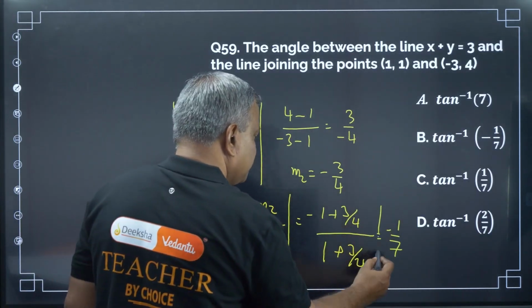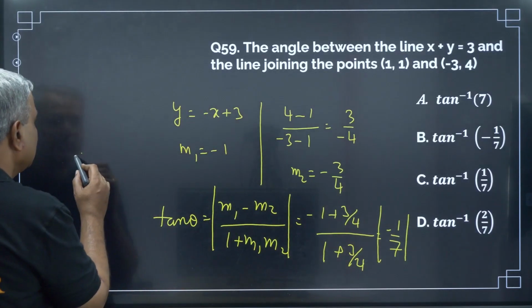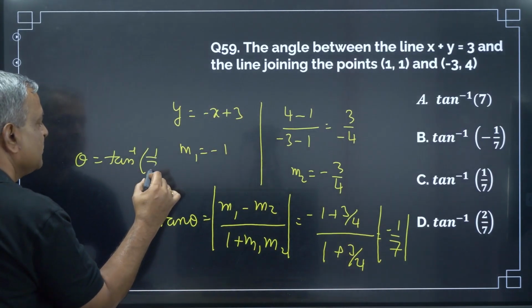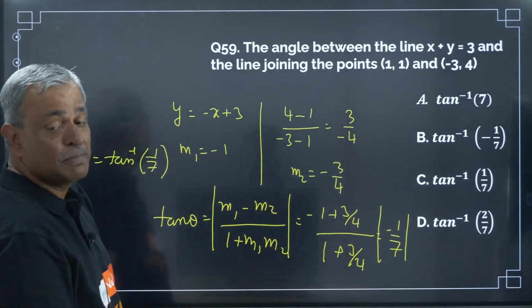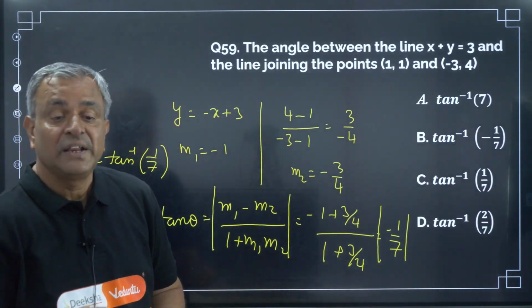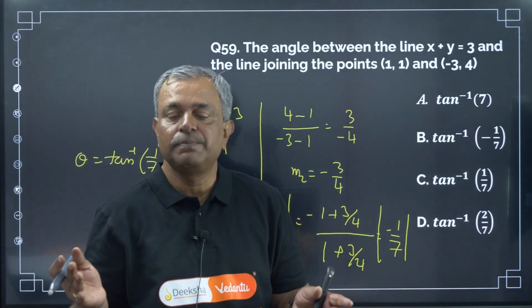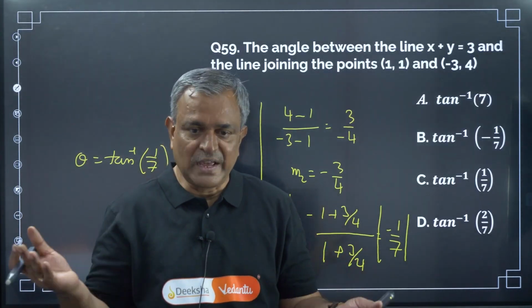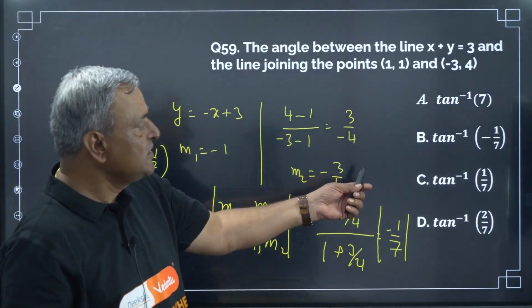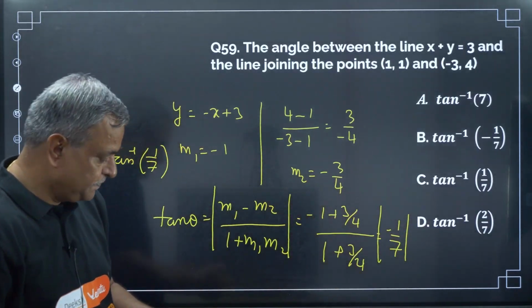If we take the modulus, we get how much? Theta is equal to tan inverse 1 by 7. But they have not mentioned it. They must mention in this problem that you require acute angle. Now, in examination, you feel that they have asked acute angle. It is understood until and unless it is mentioned. That's the reason C option is correct.